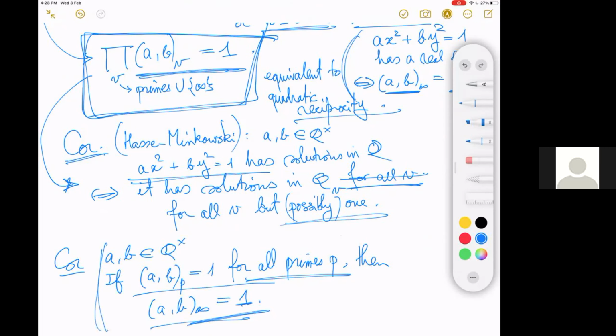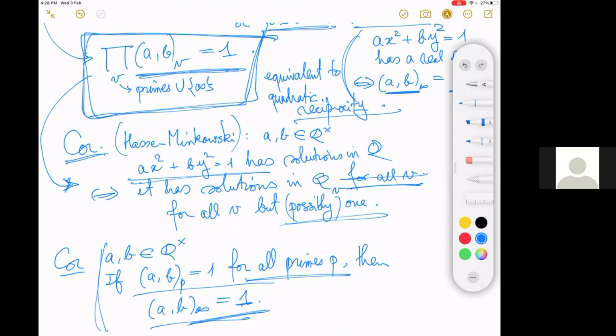Any questions? So is there a sense in which this product formula allows you to think about primes as in some sense coming in pairs? Like if (a,b)_17 was -1, then there'd have to be another prime for which (a,b)_p was -1. Is there something like that going on here? That might depend upon a and b. So it doesn't give you a pairing of primes, right?